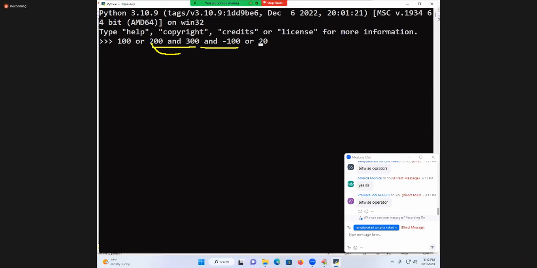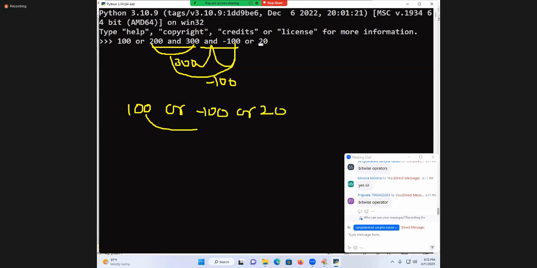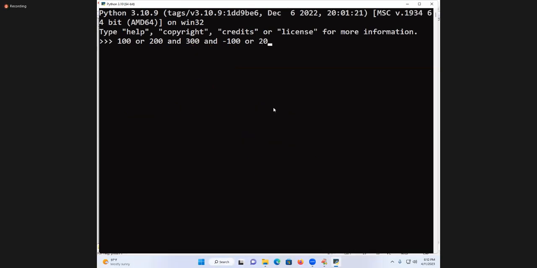So 100 and 300 is what? 300 is the answer. And then 100 minus 1, what is the answer? Minus 100. And if I take out that sentence once again, that result, 100 or minus 100 or what? 20. So what is the answer now? 100 or 20. This is the answer. Okay, Monica, so 100 is the answer.